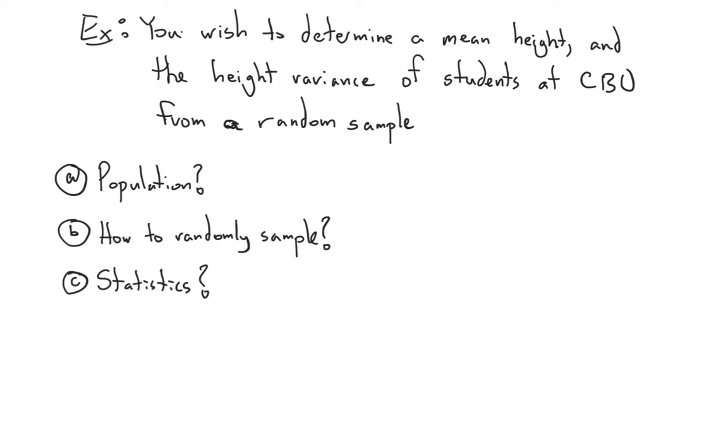A quick example of this. Imagine we wish to determine a mean height and the height variance of students at Cape Breton University, and we wish to do this from a random sample. So what is our population? Well, we want to know the mean height of all students at CBU. So our population is all students at CBU. And as of right now, there's about 4,500 students.